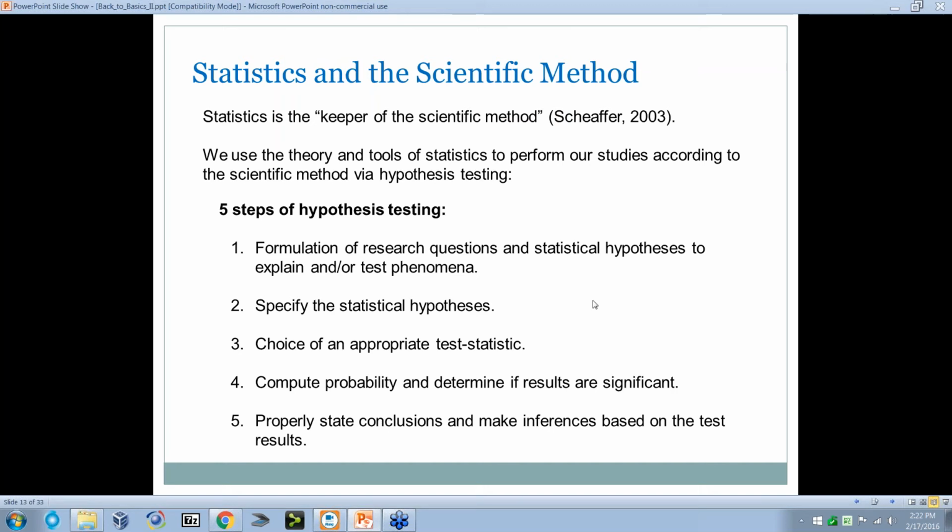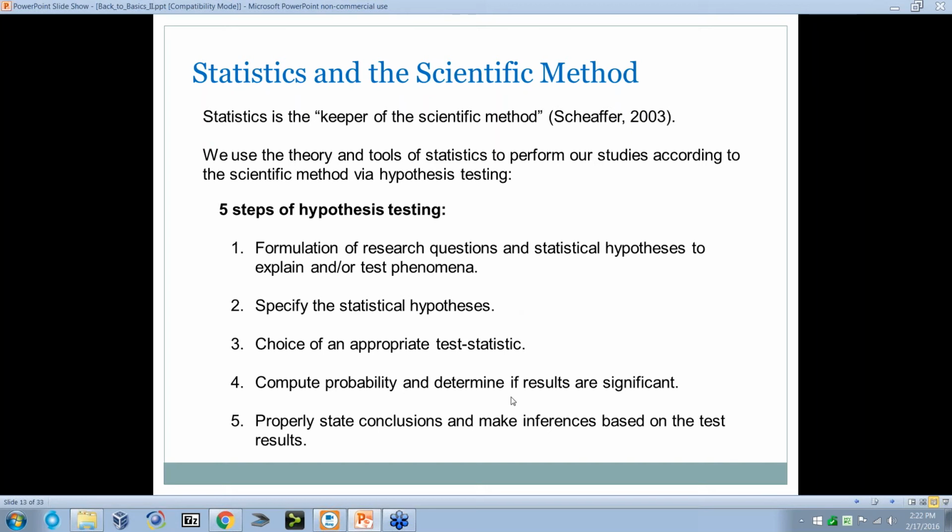First, you want to formulate your research questions and your statistical hypotheses to explain or test your research questions. Then you want to specify specifically what your hypotheses are. You want to choose the type of test you're going to use to collect your data and analyze it so you can test those hypotheses. So the choice of an appropriate test statistic goes along with the choice of the test you're going to use. Are you going to use a t-test? Are you going to use a regression? What kind of hypothesis, what kind of test do you need?